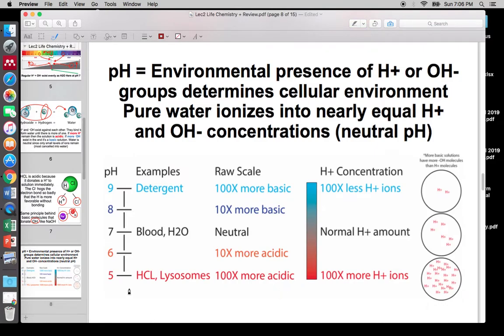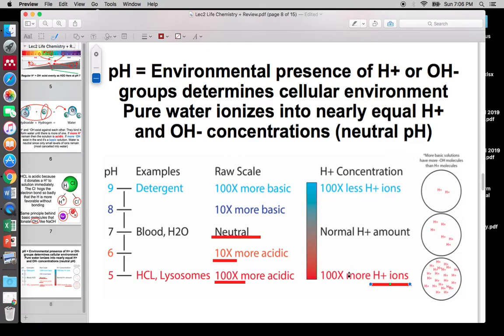And this scale is kind of what I was trying to show you up there, is that if you're at 7, you're at neutral. And each step down is 10 times worse. So if you're 2 down from 7, you're 100 times more acidic. You have 100 times more H plus ions, and they're just saturating everything.